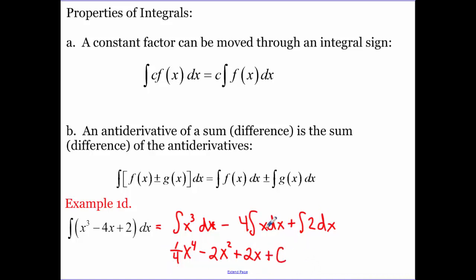Now take the derivative of this, just to make sure that you get the right answer. I bring down the 4. 4 times 1/4 is 1, so that becomes x to the third, minus the derivative of 2x squared, which is 4x. The derivative of 2x is 2, plus 0, so the c goes away. So this is what I started with.